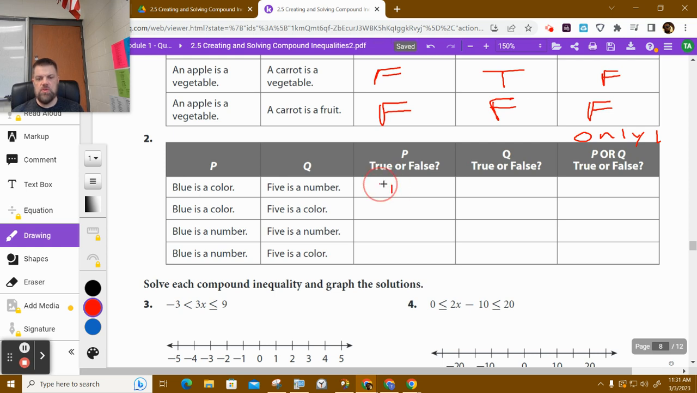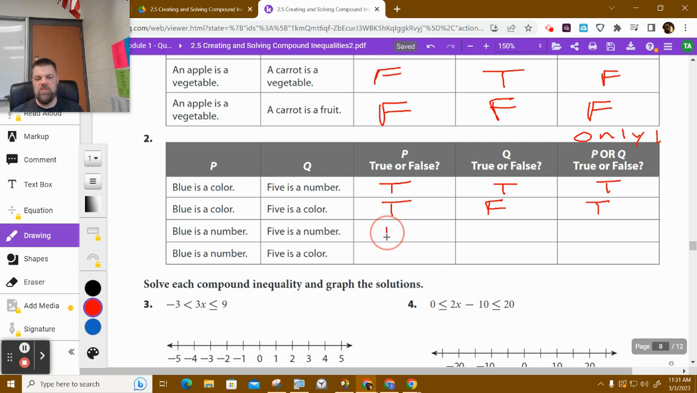So blue is a color. True. 5 is a number. True. Blue is a color or 5 is a number. True. So far, so good. Blue is a color. True. 5 is a color. False. Blue is a color or 5 is a color. Well, that's still true because blue is a color. When we say the word or, they don't both have to be true.